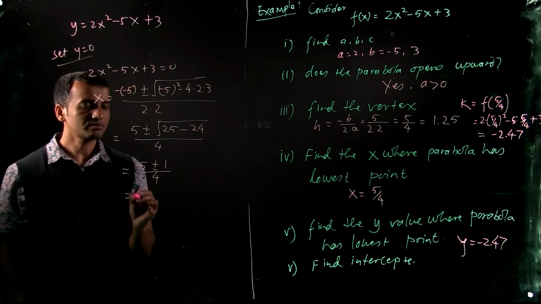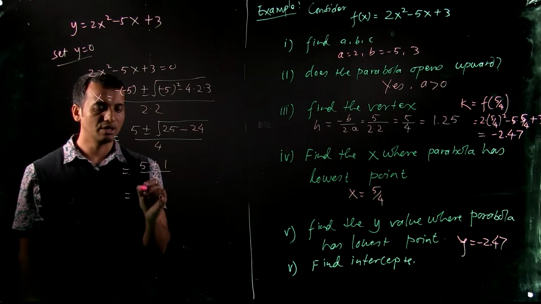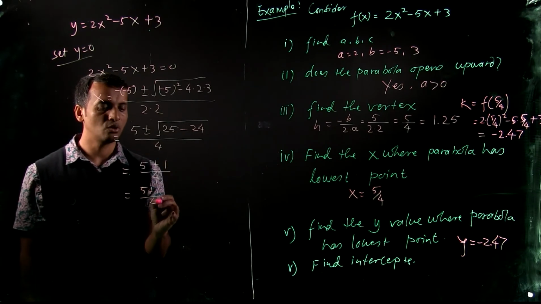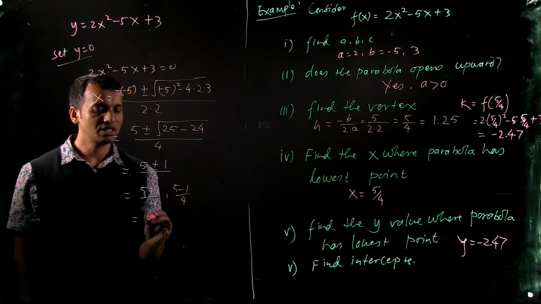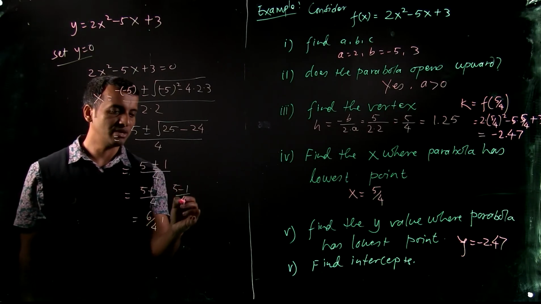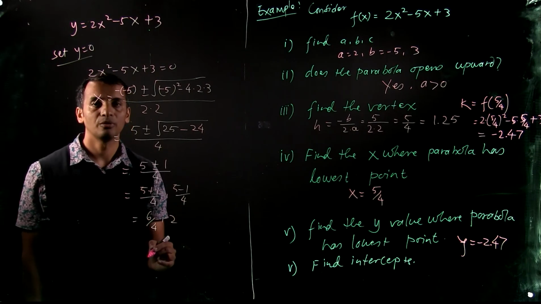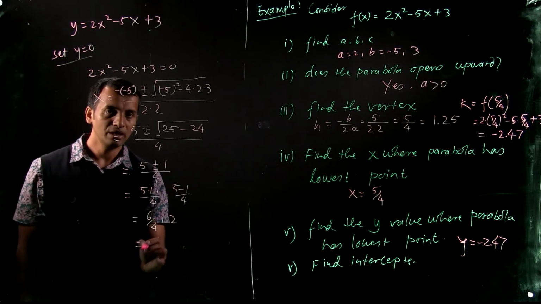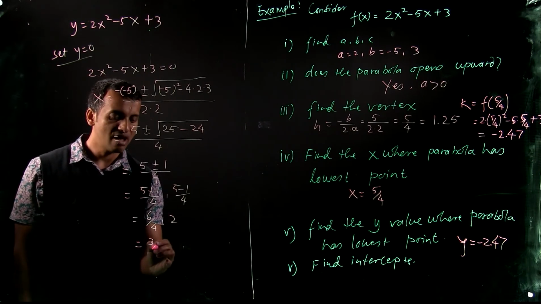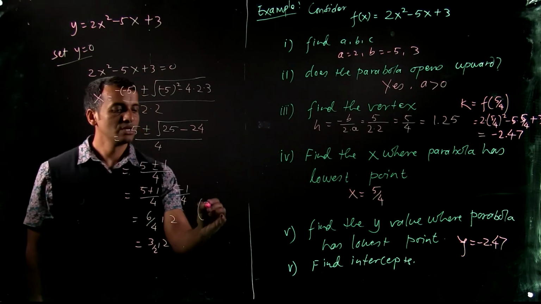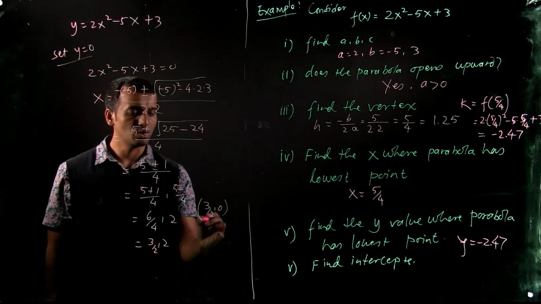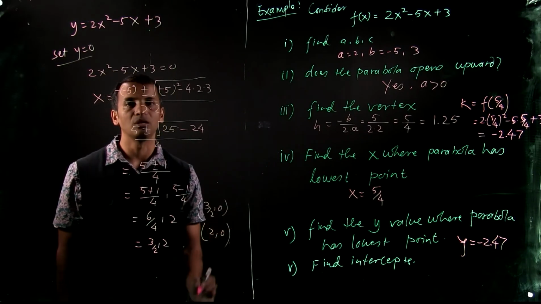So this will be 5 plus or minus the square root of 25 minus 24, which is 1, divided by 4. If you take plus, you'll get 5 plus 1 over 4, which is 6 over 4. If you take minus, you'll get 5 minus 1 over 4, which is 1. Wait, 5 minus 1 is 4, so that will be 1. So these are the x-intercepts: 3 halves, 0 is one point, and the other point is 1, 0.